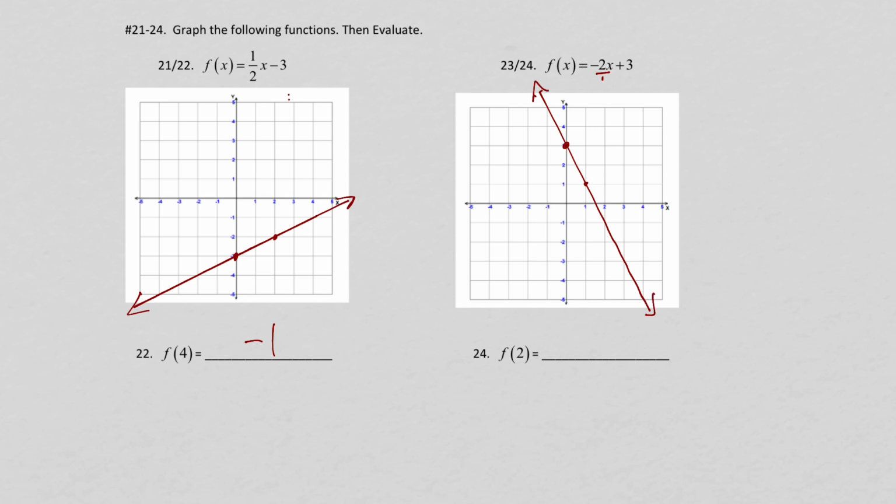And f of 2, the x value of 2 is right here. The corresponding y value is again negative 1. That's the point we're talking about. So this is also negative 1.